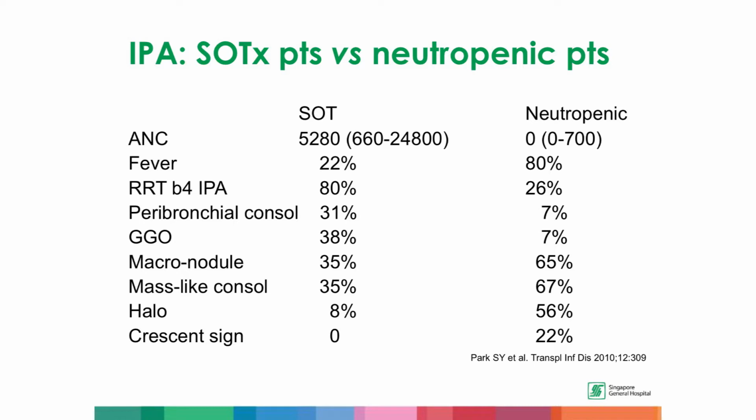They looked at a large number of patients who had invasive pulmonary aspergillosis, and classified them into whether they were organ transplant recipients or neutropenic hosts. And as you can see, the organ transplant recipients were less likely to have fever, more likely to have ground glass changes, and a halo sign was actually quite unusual. Of course, this again is a single center study. Other people have had slightly different experiences.